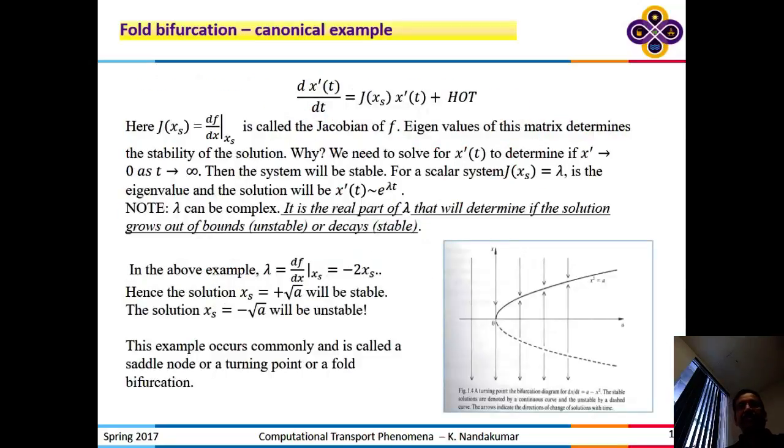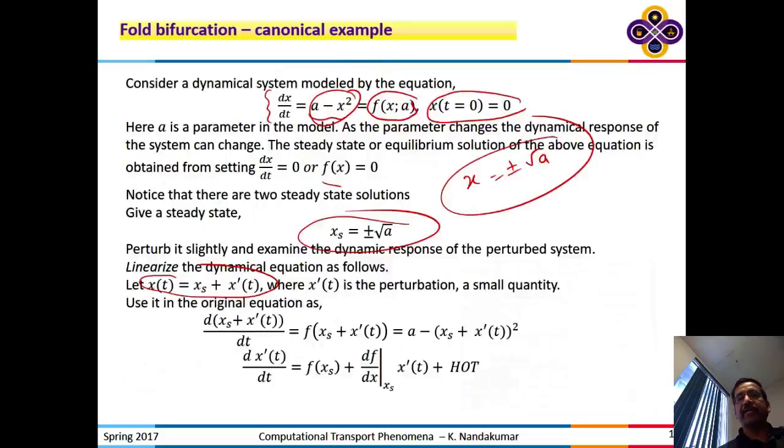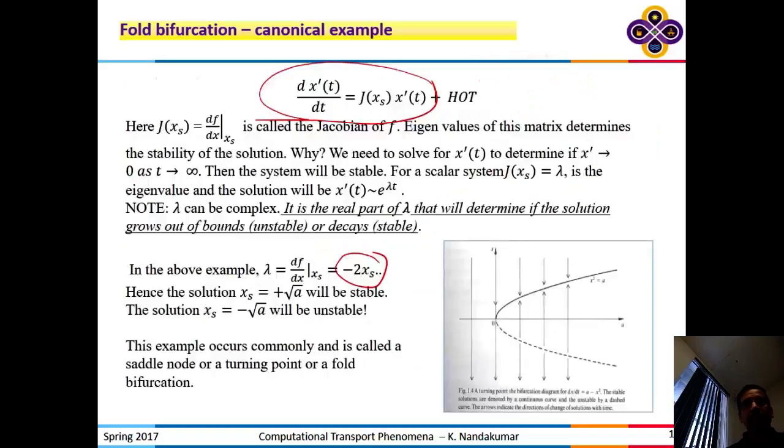So dx prime/dt equals J of xs times x prime. So this is my linear ordinary differential equation. But what is J in this case? It's just the derivative of f with respect to x at xs, and that is going to be simply minus 2xs. How do I know that? If I take the derivative of a minus x squared, a is constant, so it's going to give me minus 2x. But it is evaluated at the steady state, right? So I'm just writing this as minus 2xs.